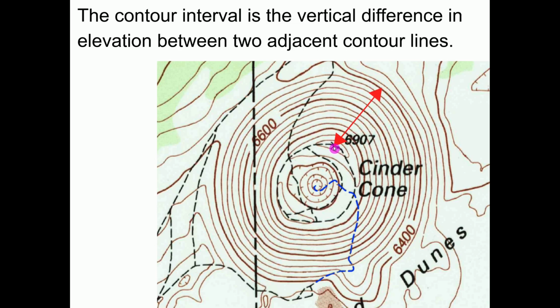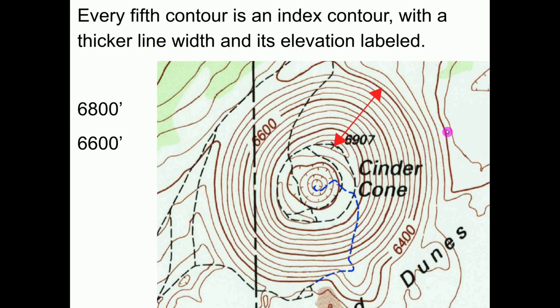The contour interval is the vertical difference in elevation between two adjacent contour lines. So the vertical distance, for example, between the indexes is 200 feet. 6,600, 6,800. So the next one down should be 6,400, and the next one down would be 6,200. Every fifth contour is thicker and darker and should have a number attached to it at some point. Those are index contours. So the index contours are every fifth: 1, 2, 3, 4, 5, index 6,800.